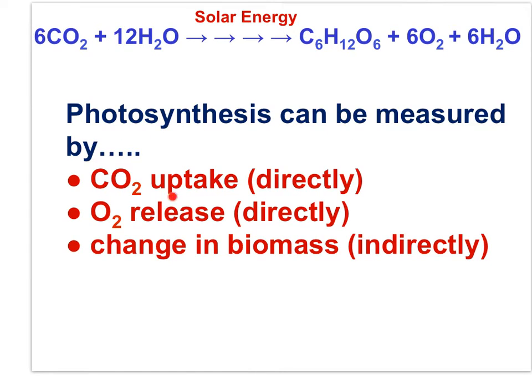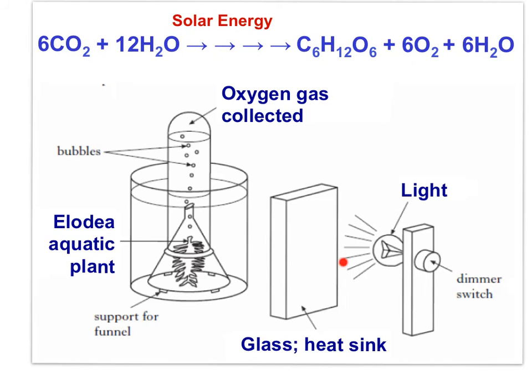Photosynthesis can be measured by carbon dioxide uptake directly, oxygen release directly, or as a change in biomass, which is indirect because as the plant photosynthesizes, it also respires, giving off carbon dioxide. Light shined on an aquatic plant results in the production of oxygen bubbles that can be collected by water displacement. Photosynthesis can be measured directly by the volume of oxygen produced in milliliters per unit area of leaf per time.